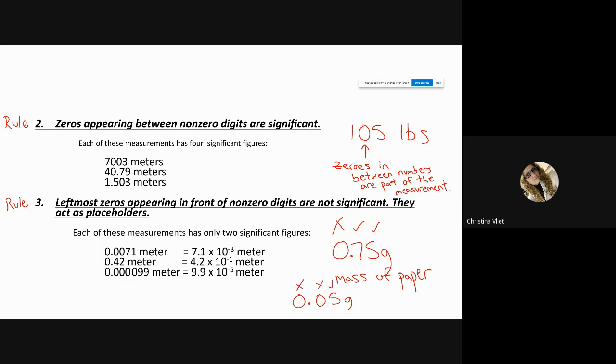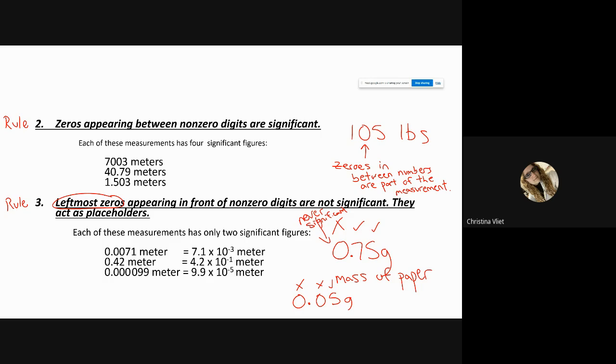This teaches us that zeros to the left of the first non-zero number, we call those zeros in the front. They're never significant. They are not part of the measurement. Therefore, they're just there to hold how small or large the amount is. We know that 0.05 is a much smaller mass of paper than 0.75, and that extra 0 there tells us this is much smaller.